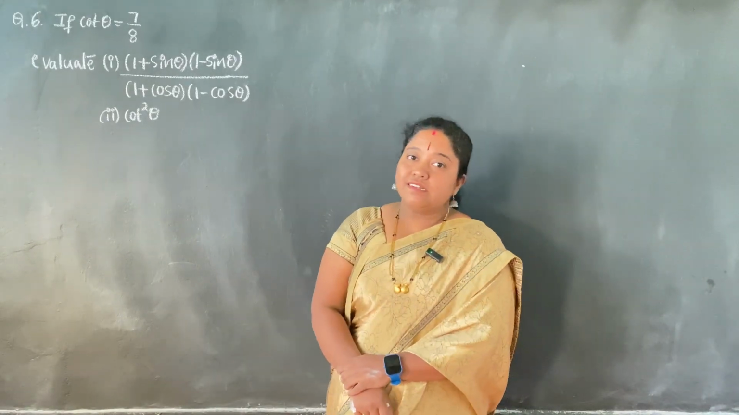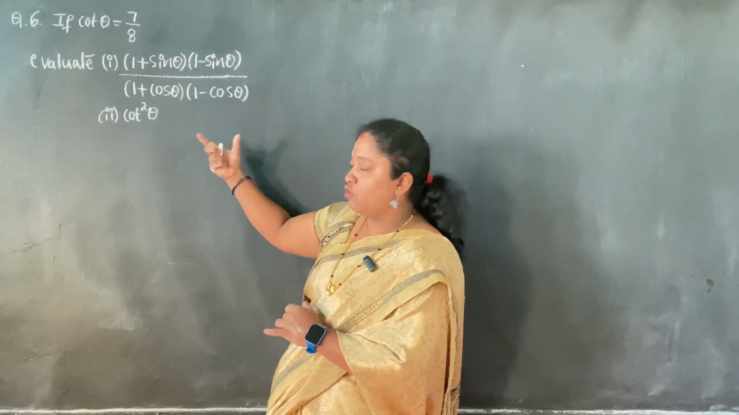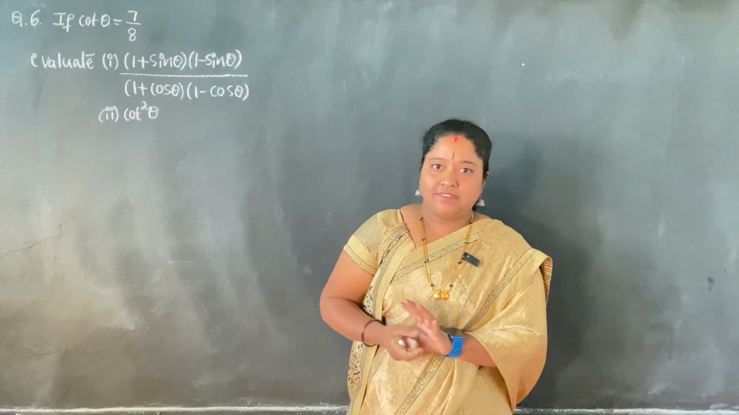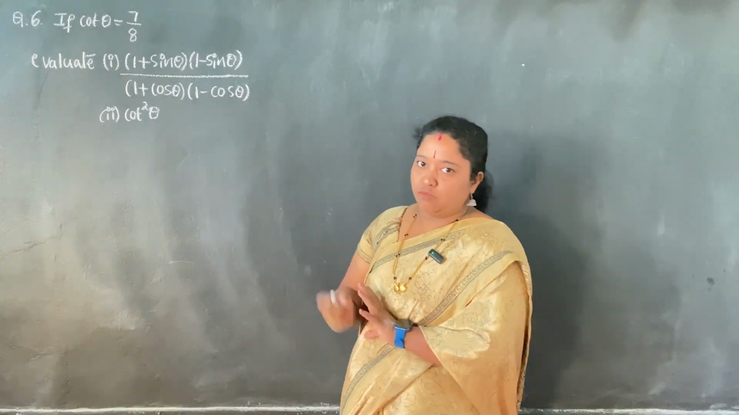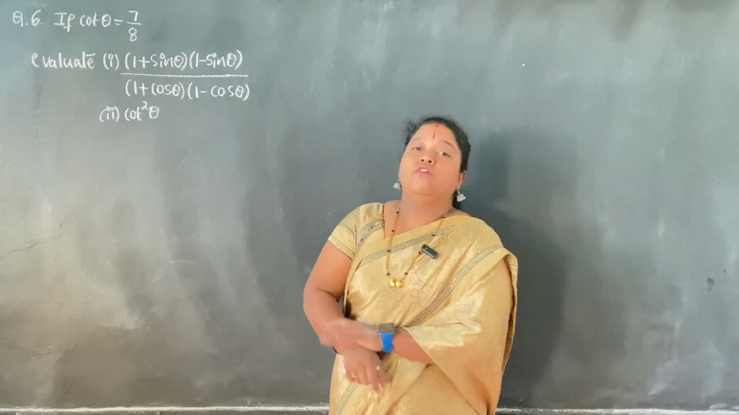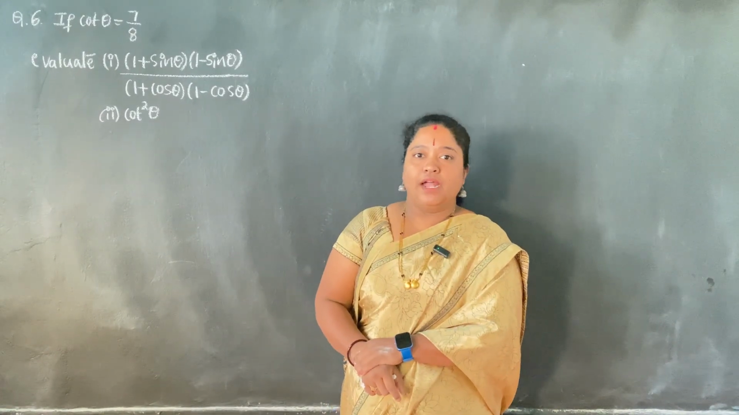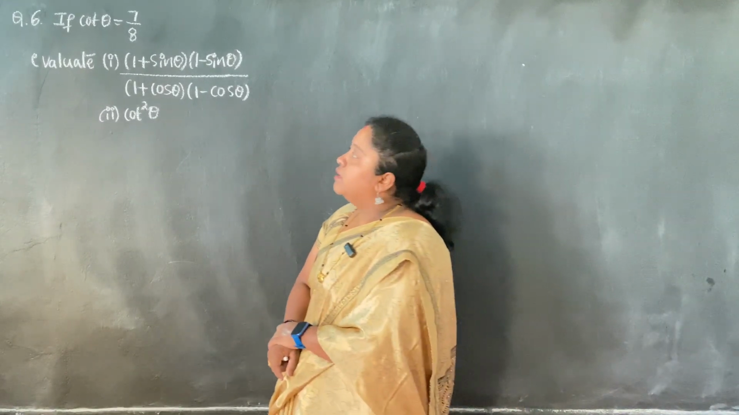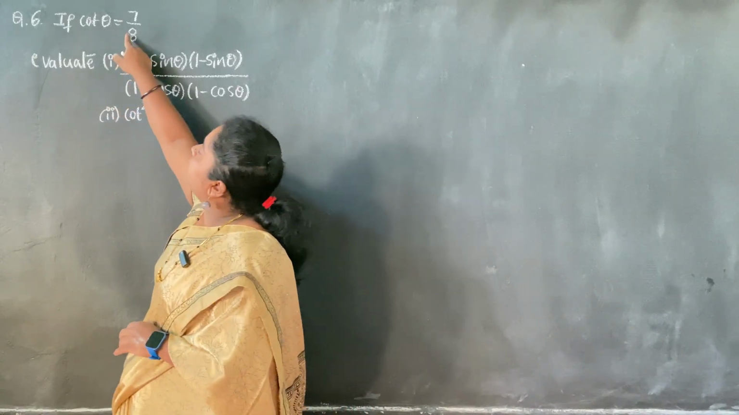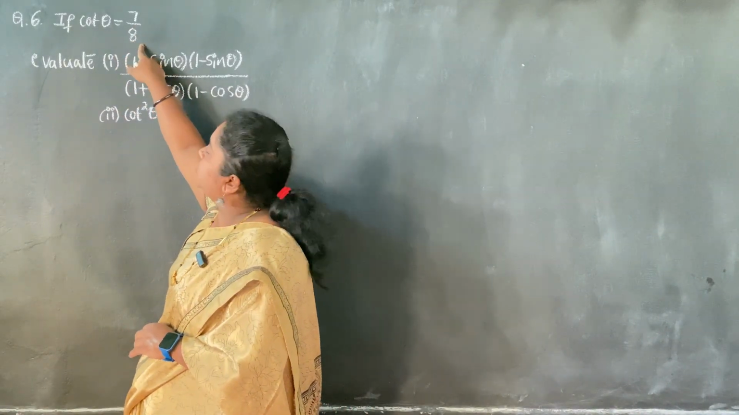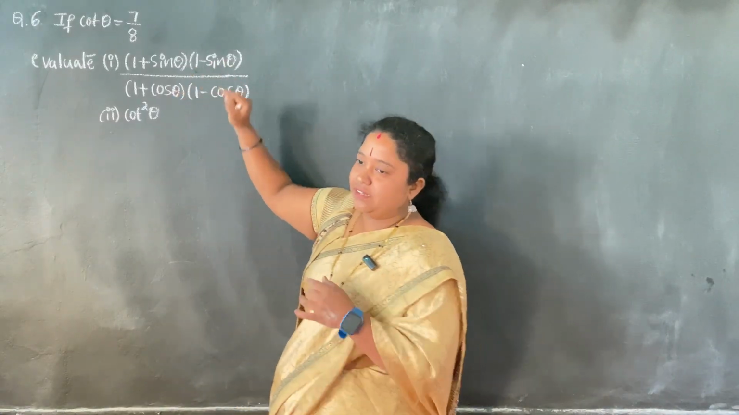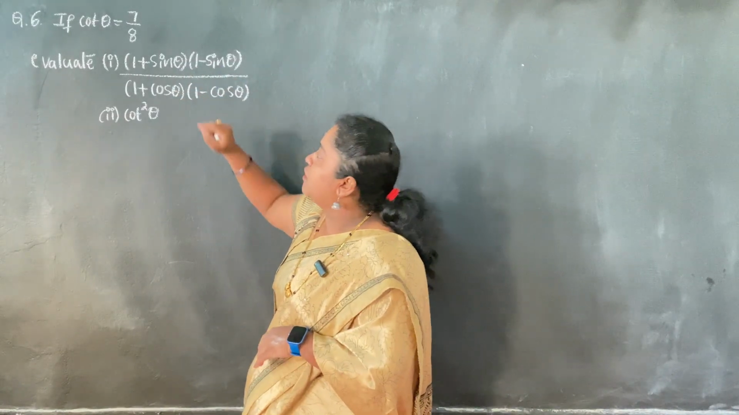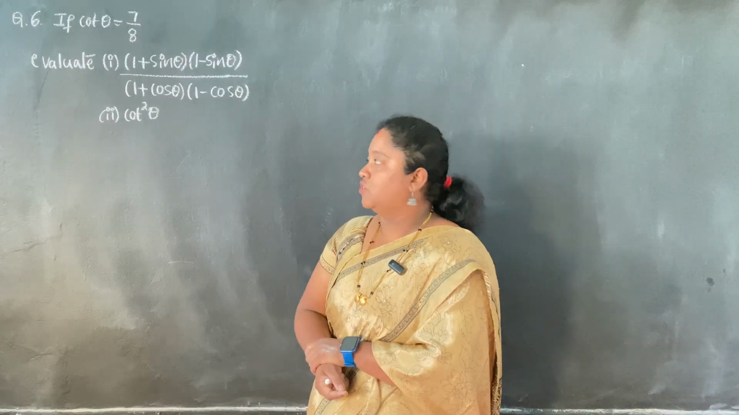This question is a little important one, and we'll solve so many questions other than NCERT also. We'll discuss many questions which have been asked in the board exams also, because this kind of questions are very essential to understand. Now, we have, if cot theta is equal to 7 by 8, evaluate 1 plus sine theta into 1 minus sine theta divided by 1 plus cos theta into 1 minus cos theta.